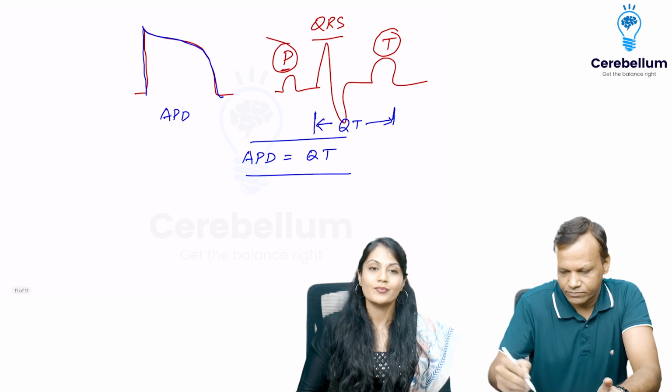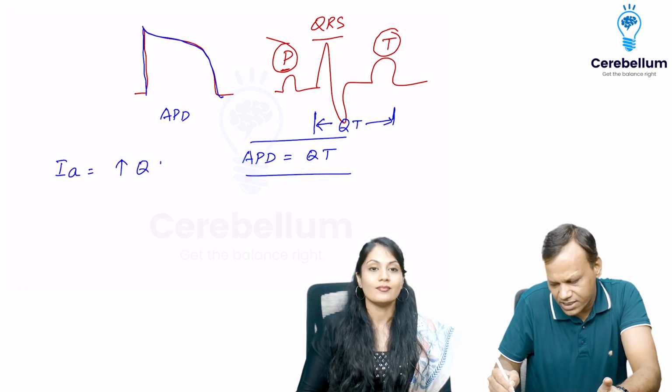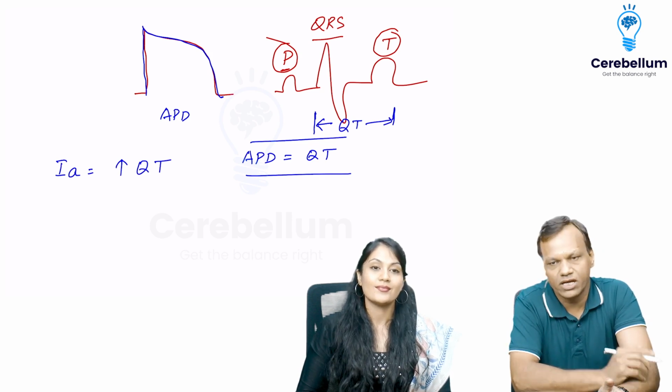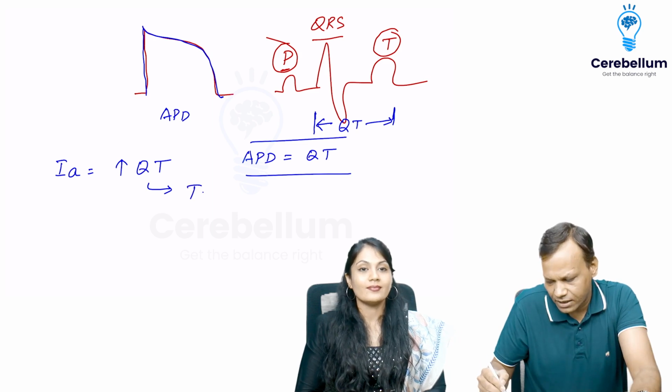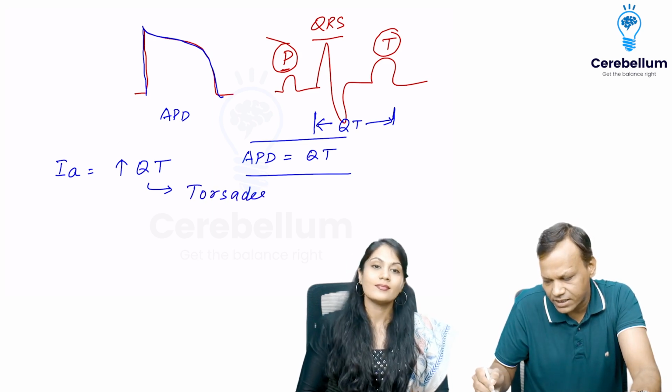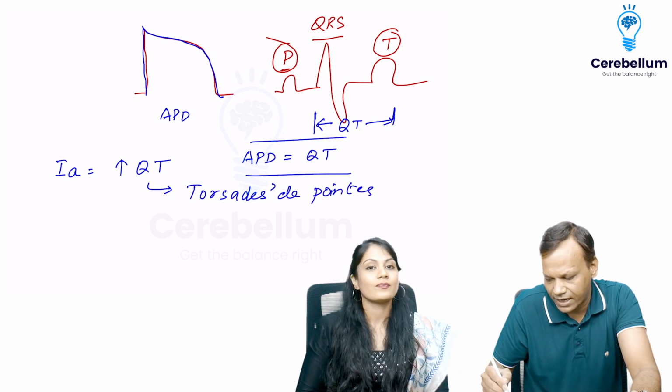Yes, it is class 1A. So class 1A drugs increase action potential duration. So in the ECG, they will show an increase in QT interval. And when QT interval increases very much, then an arrhythmia can occur, which is known as torsades de pointes, which is also known as polymorphic ventricular tachycardia.